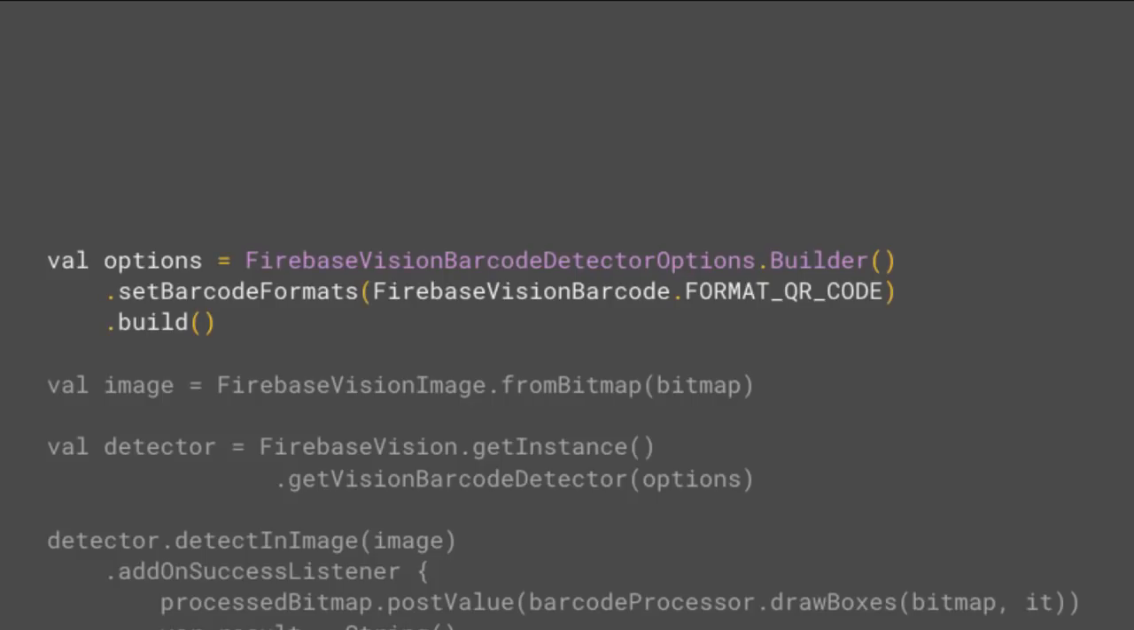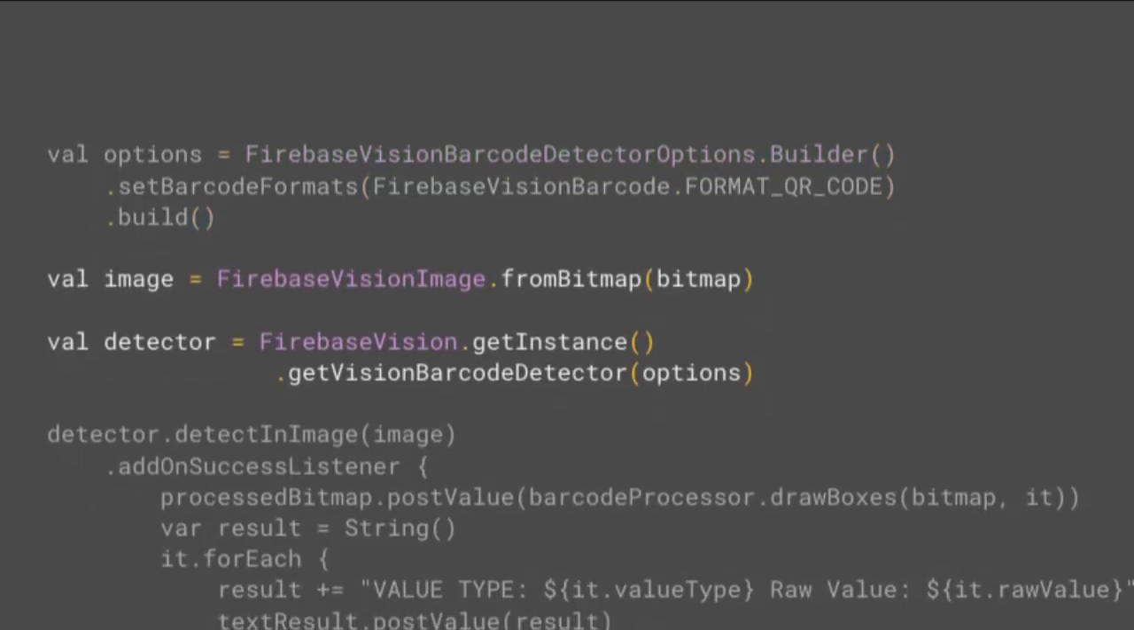OK, so here's some code, exactly what it's doing, but spoiler alert, it's exactly like the rest of them. You basically build up your options. So we're saying we only want to detect the QR code in this case, no other types of barcodes. We can do all of them if we want. That's the one that I kind of found to work. So yeah, that's what I've done here.